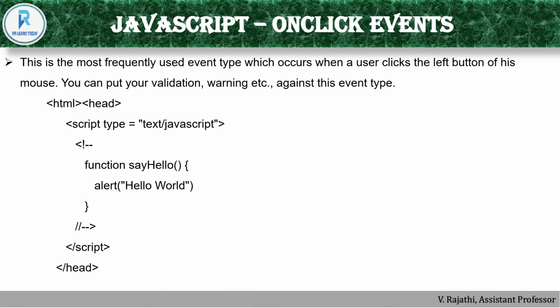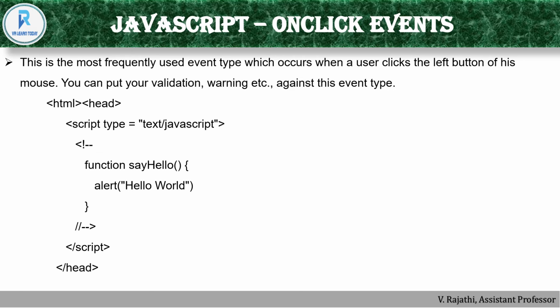Very first and very common one is the onclick event. This is the most frequently used event type, which occurs when a user clicks the left button of the mouse. So you can put your validation, warning, etc. against this event type.